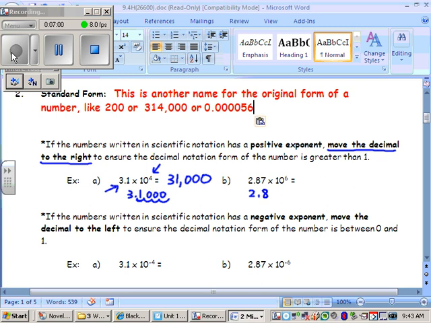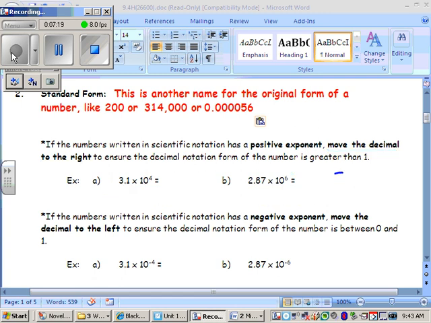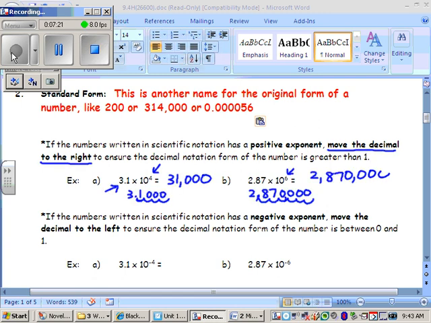In problem B, we're going to move the decimal 6 places to the right. 1, 2, 3, 4, 5, 6. So again, we're not adding 6 zeros because we already have the 8 and the 7 taking up 2 of those places. So the decimal has been moved to the end. So if we were to fill in our commas, we would actually have 2,870,000 as our original number. Now let's take a look at 2 problems where the exponents are negative.